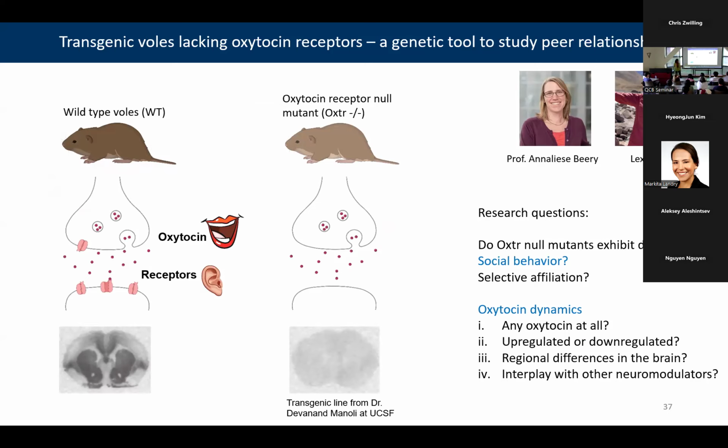through oxytocin. And at the start of this project, we had a lot of questions, including, how is it that oxytocin receptor null mutants are going to change in their behaviors? Are there any changes to oxytocin synthesis? So do these voles have any oxytocin at all? If so, are there any signaling aberrations, and where in the brain are these signaling aberrations found?